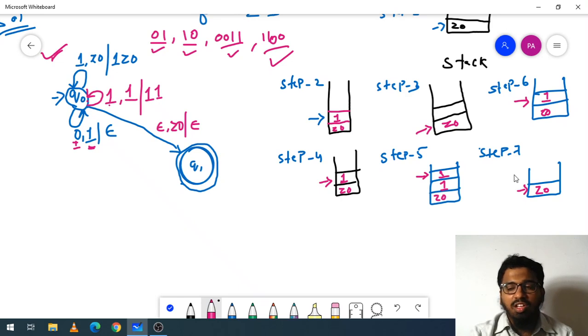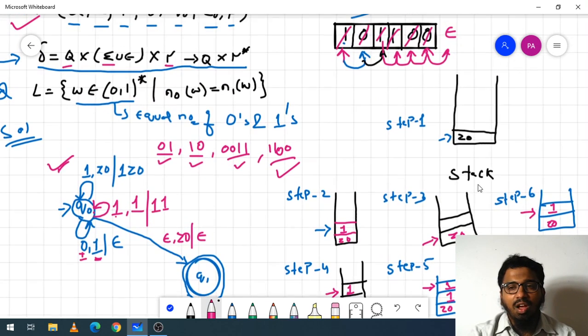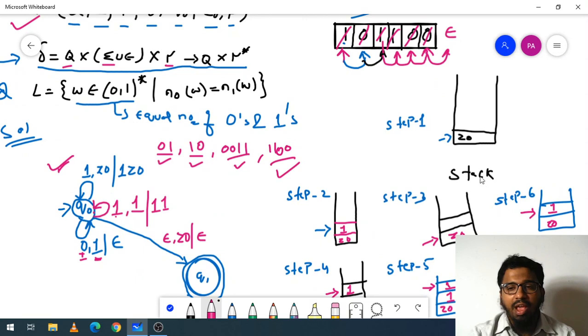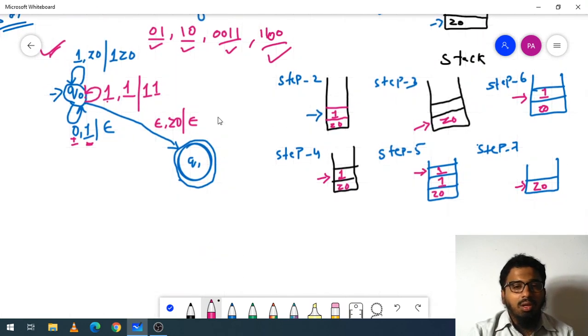Okay, and what is in step 7? In step 7, after finishing all the string, we have epsilon. So with epsilon, what is in the stack? Top of the stack is Z0. Then the answer we are getting is epsilon. That means we reach Q1, a new state, and I am telling you that is a final state.